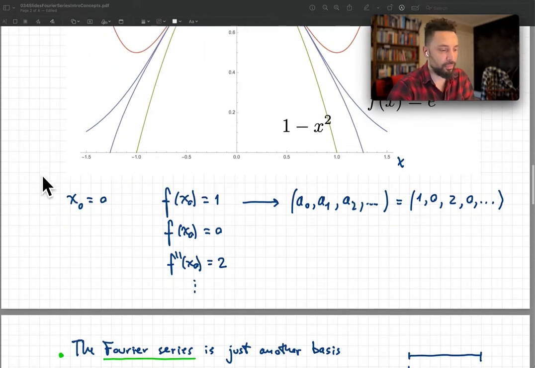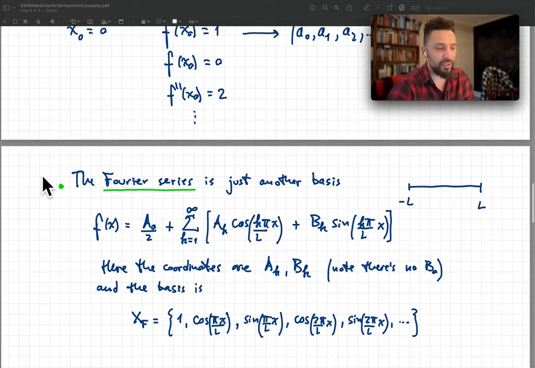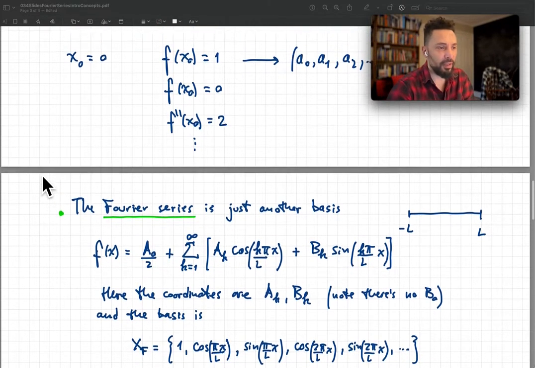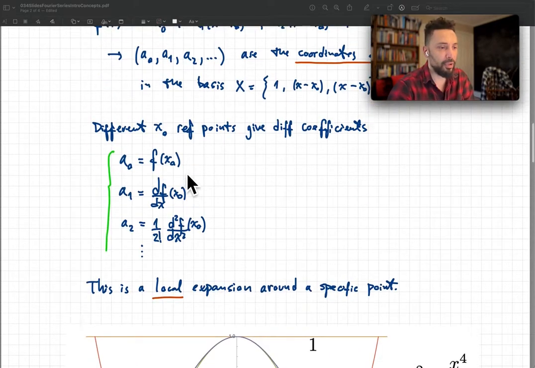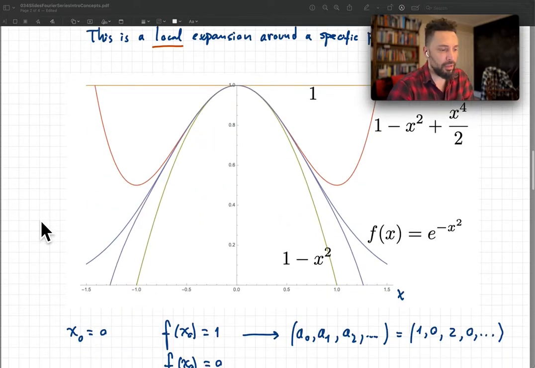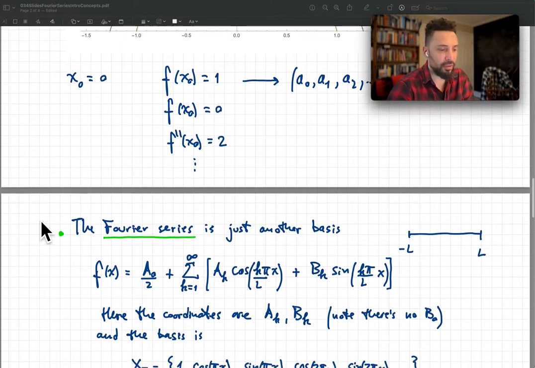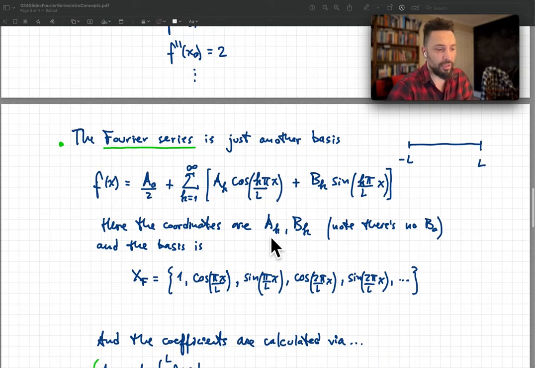Now, the Fourier series really you should regard as just another basis. Instead of being the basis of monomials, which here are powers of x, and up here we wrote more generally as powers of x minus x0, you really want to see the Fourier series as just another basis where the coefficients or the coordinates are a_k, b_k. That's typically what they're called.